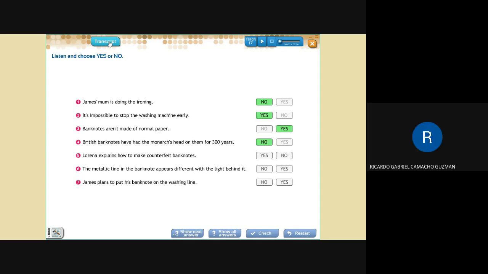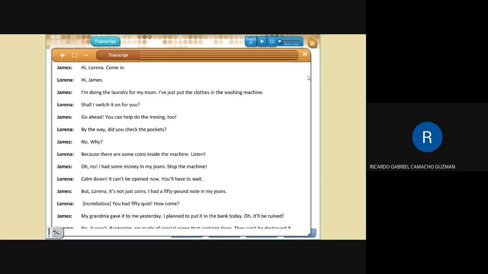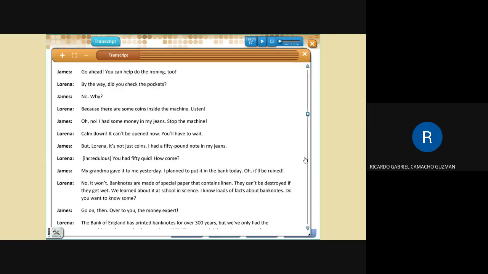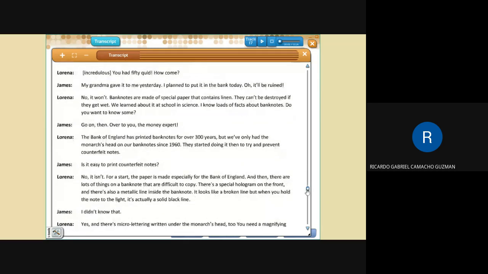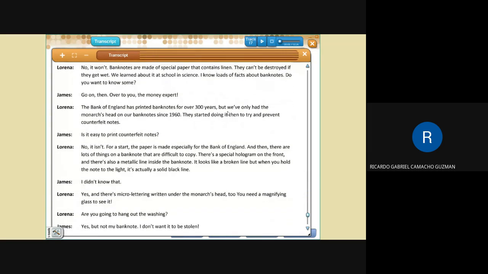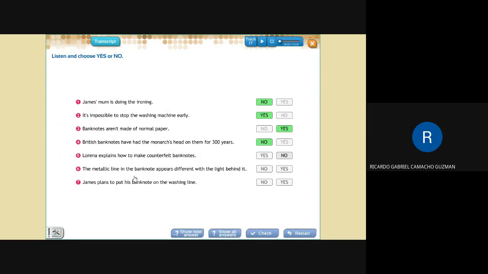Because they said on the audio that the banknotes have been made during 300 years. But we have only had the monarch's head on our banknotes since 1960. O sea, sí, los billetes han existido desde hace 300 años, pero la cabeza del monarca es solo desde 1960. What about the number 5? Who wants to read it?